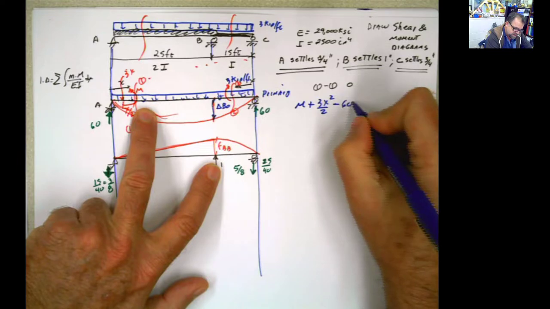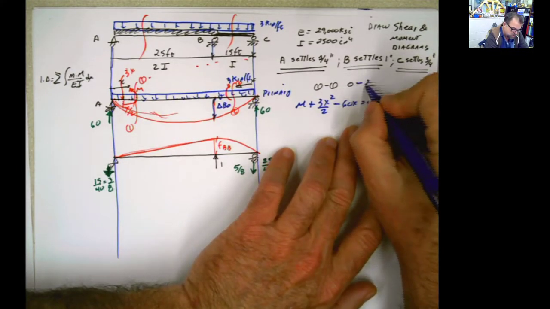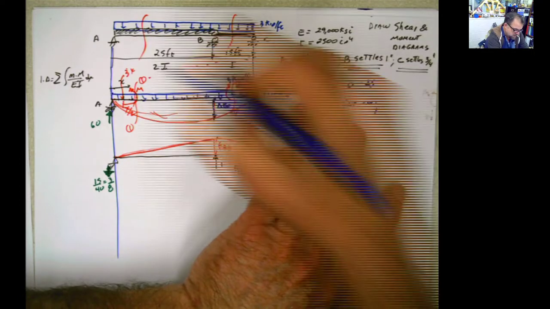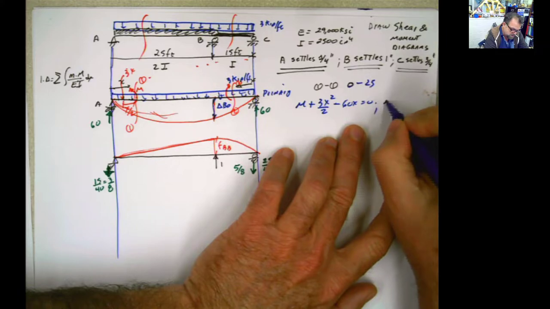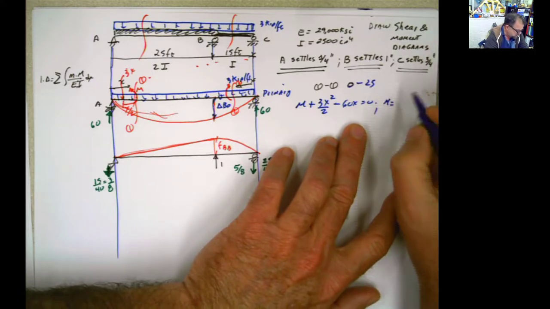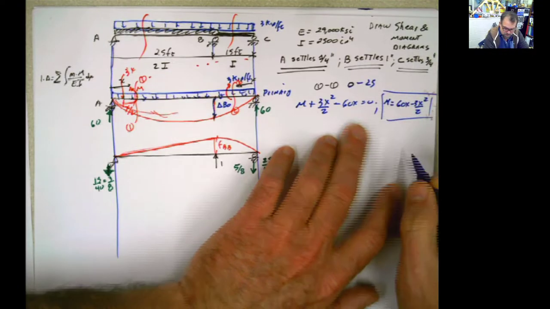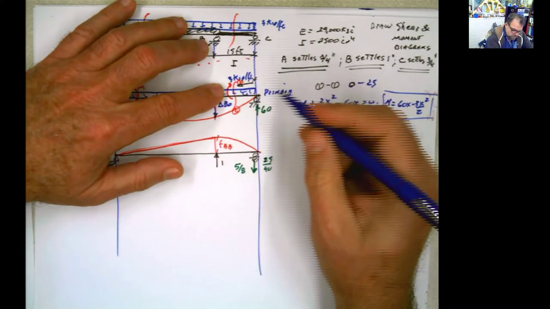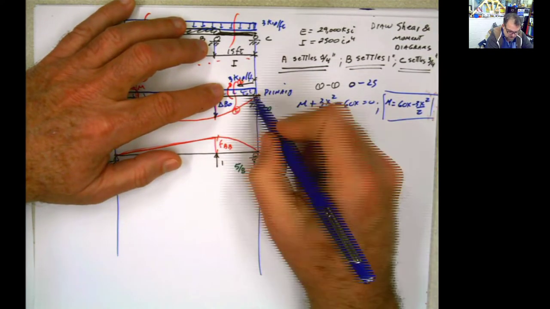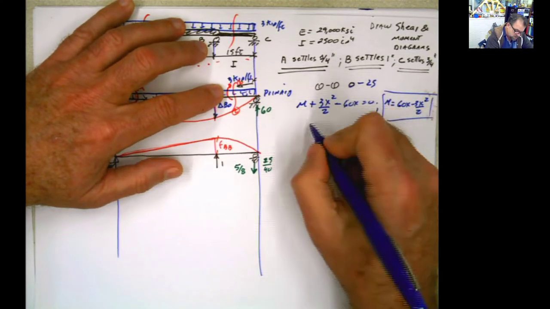Negative 60x equals 0. So the moment for this part, which goes from 0 to 25, is 60x minus 3x squared divided by 2. But that's my equation for the moment. Now, if I go to the other side and I do the same thing, surprise, surprise, it's the same load, it's the same equation, it's the same everything. Whatever is going to change later on is the inertia.